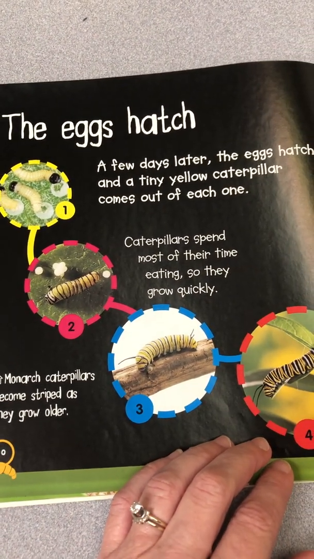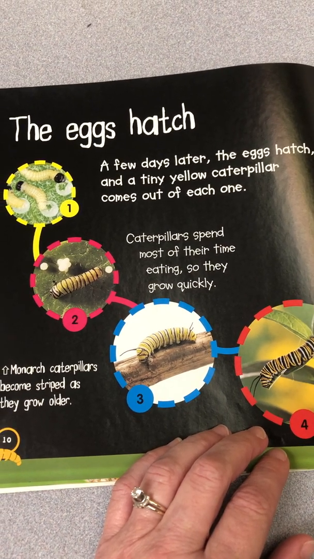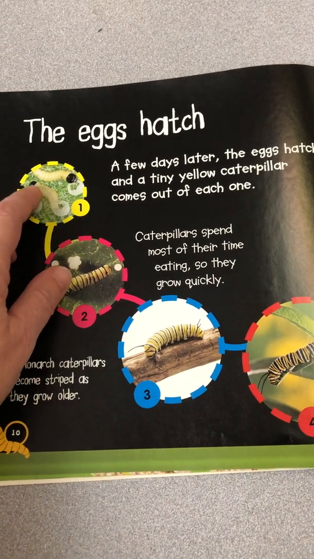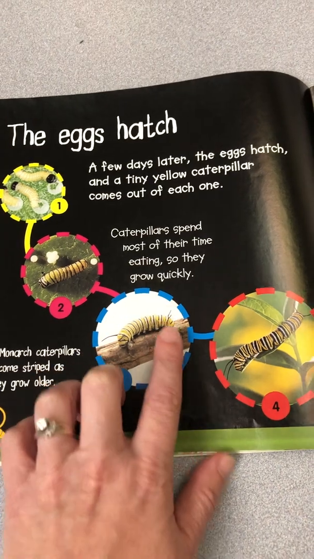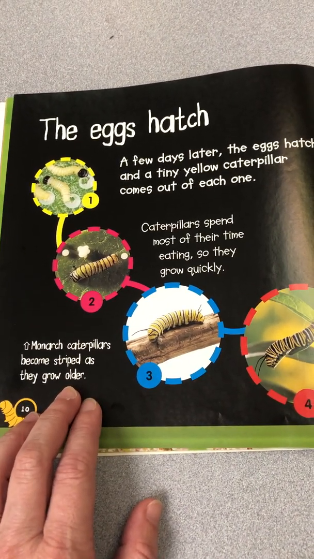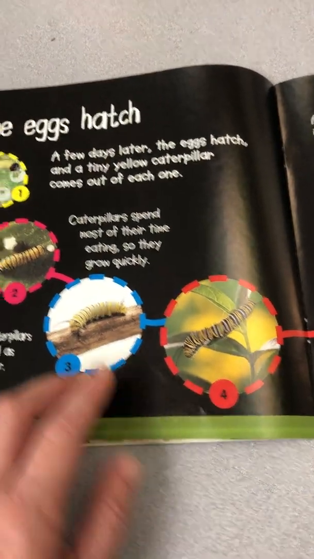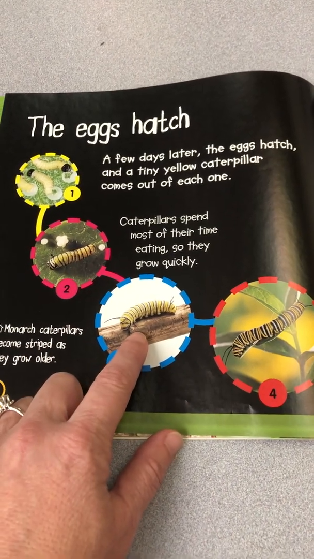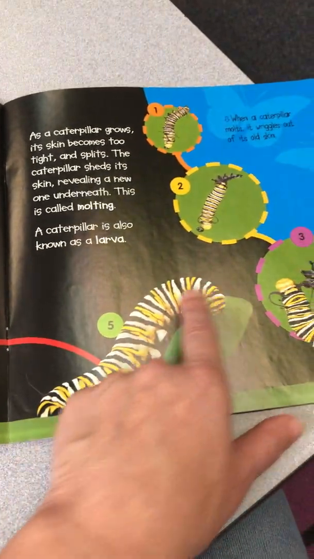The egg hatch. A few days later, the eggs hatch and a tiny yellow caterpillar comes out of each one. The egg will hatch and a little caterpillar comes out. Caterpillars spend most of their time eating, so they grow quickly. Monarch caterpillars become striped as they grow older. So the caterpillar gets bigger because it eats more. And now it's so big.